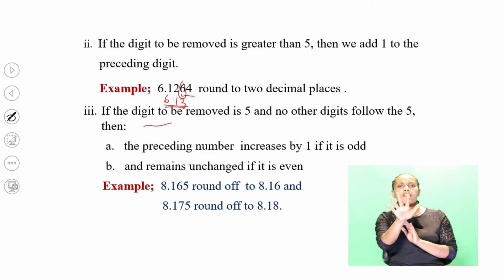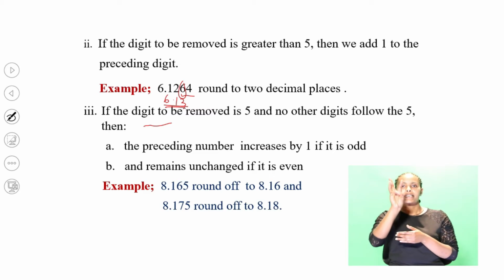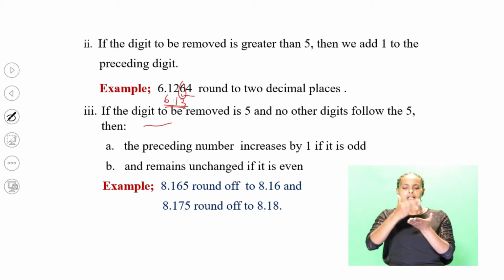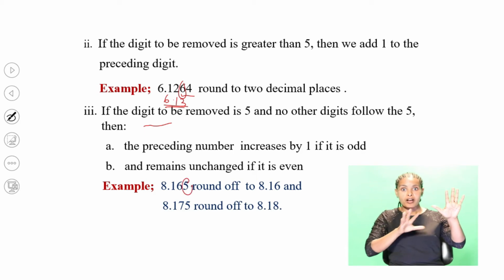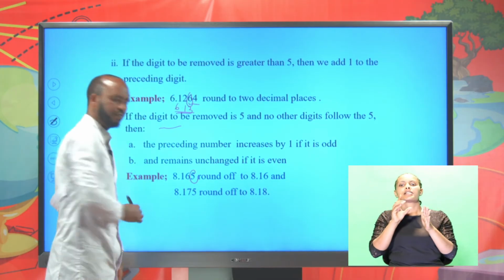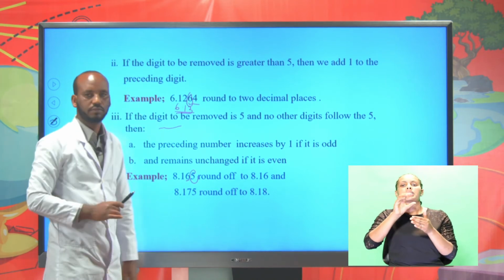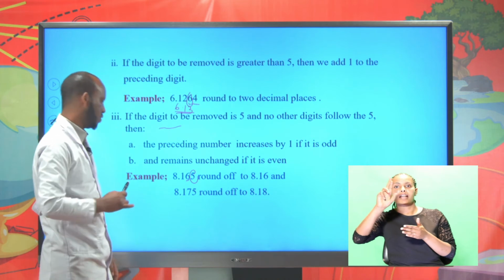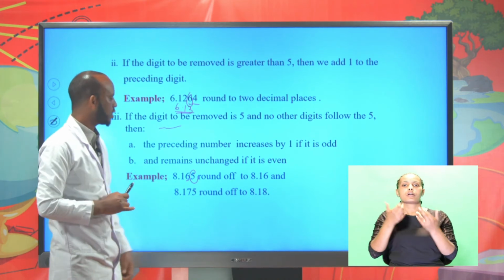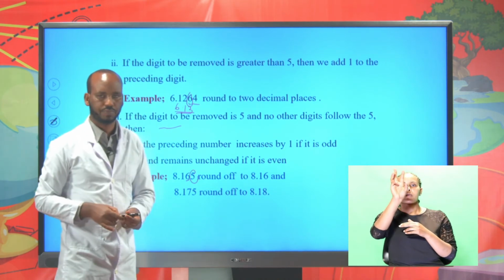8.165 rounds off to 8.16. Why? Because the number to be removed is 5 and no other digits follow 5. The preceding digit is even. It is retained. Now this is reported as 8.16.